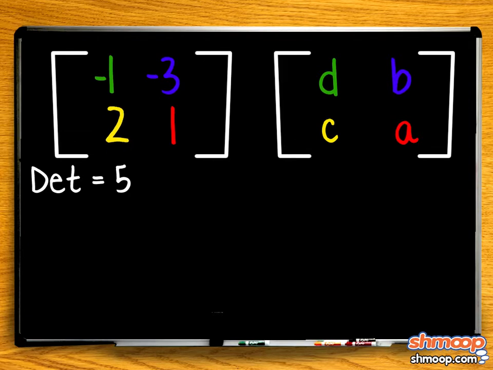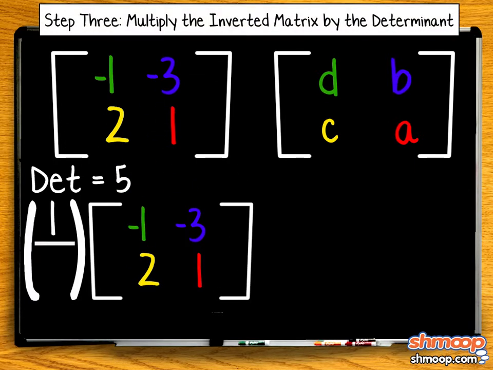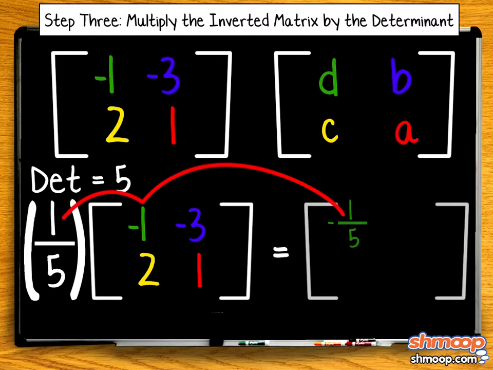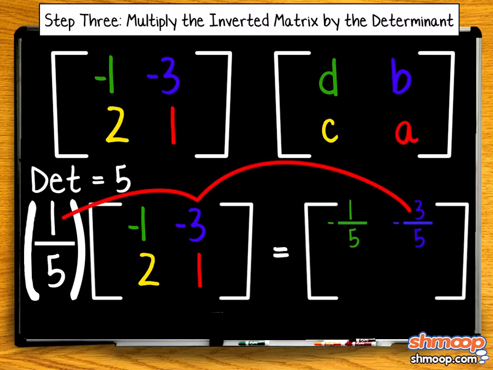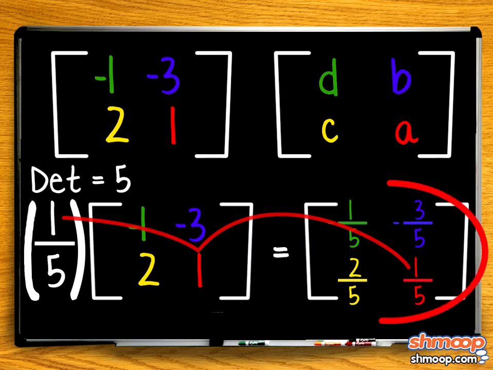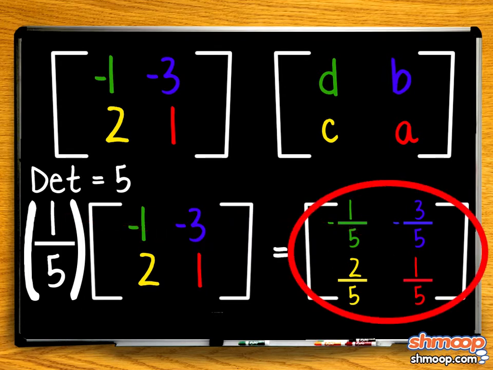For the final step, take that mixed up matrix and multiply the whole thing by 1 over the determinant, which is 5. So we get 1/5 times the mixed up matrix to get -1 over 5, -3 over 5, 2 over 5, and 1 over 5. Inverse matrix achieved. Speaking of which, we should check on Joel.